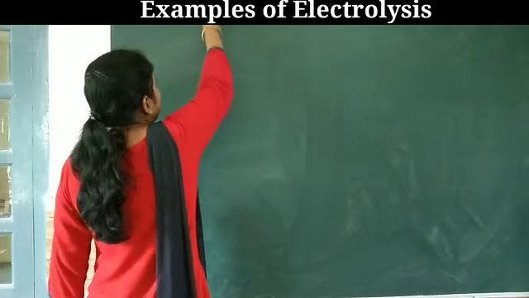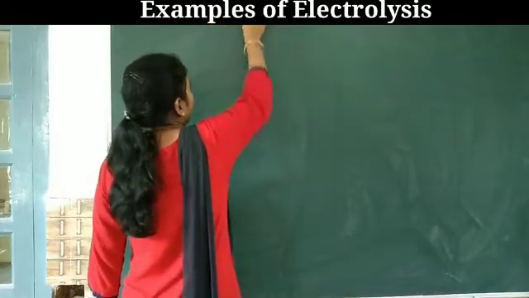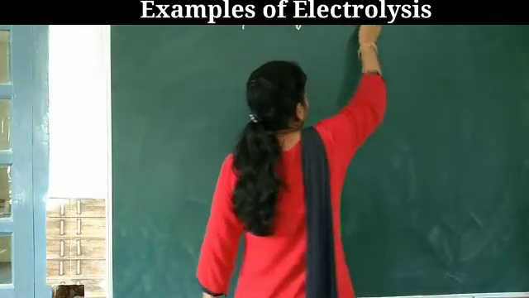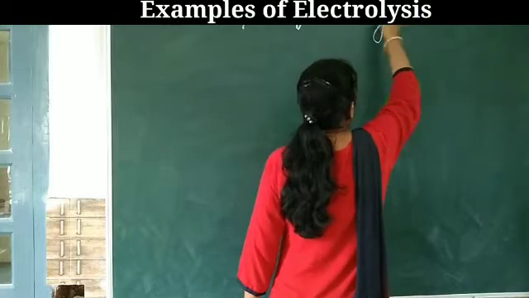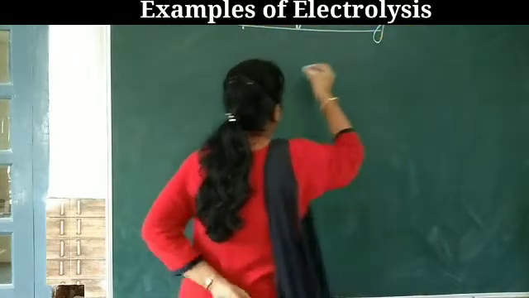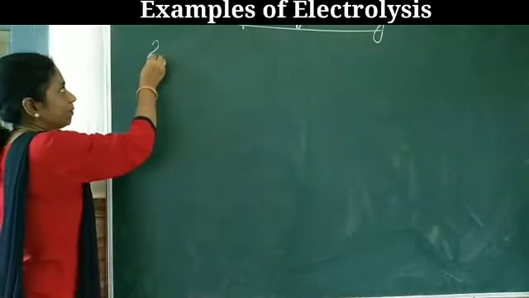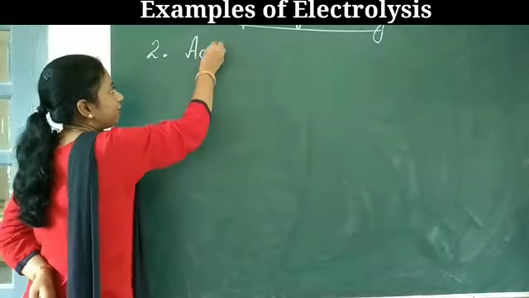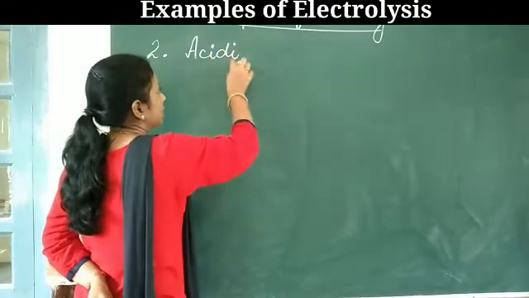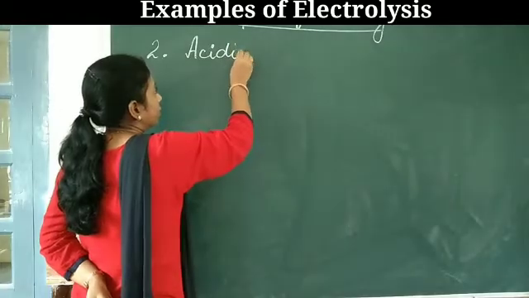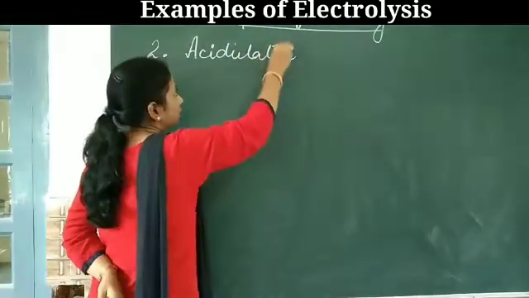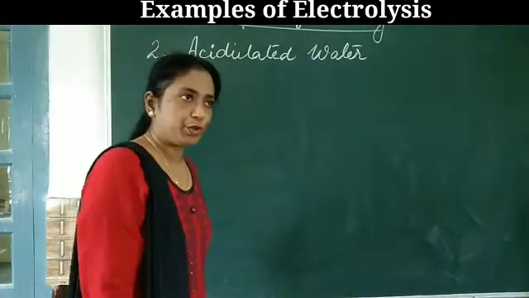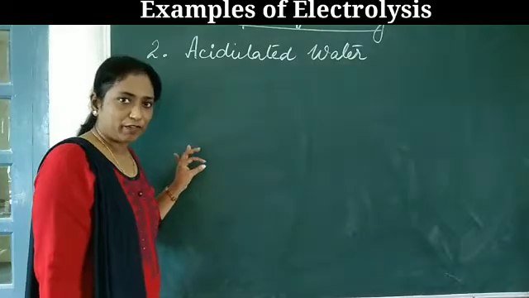Let me write examples of electrolysis. Let us go to our second example today. And what is the second example? Electrolysis of acidified, acidulated water. We all know that water is a bad conductor of electricity.